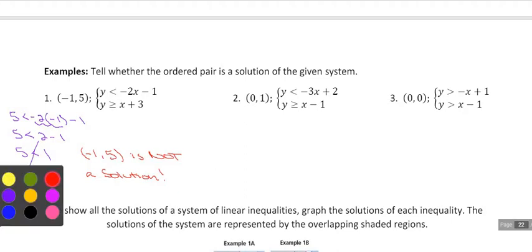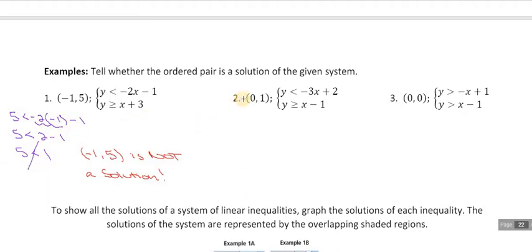Let's take a look at number 2. The ordered pair we're checking is (0, 1). Here's our system of linear inequalities. Let's plug into the first one. Y, which is 1, is it less than negative 3 times x, which is 0, plus 2? Well, negative 3 times 0 is 0, so is 1 less than 2? Yeah. Okay, so it satisfies the first one.